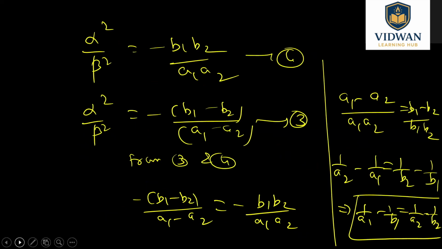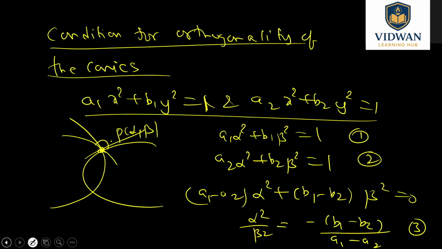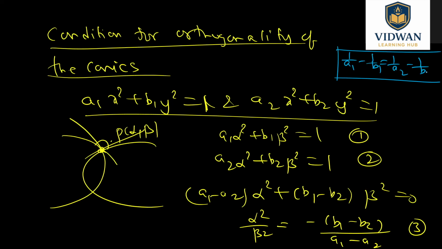So I did the derivation, but when you do problems, you can learn this by heart as a formula. So this is very important, write it. I'll just write here, just to remember: 1 by a1 minus 1 by b1 equal to 1 by a2 minus 1 by b2. You can learn this by heart.